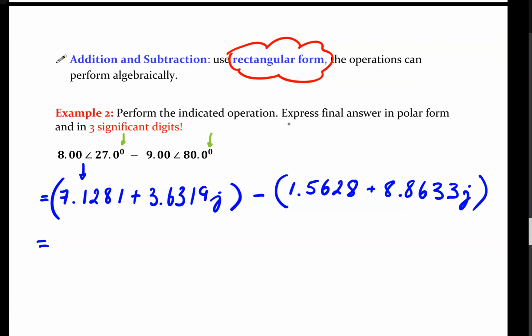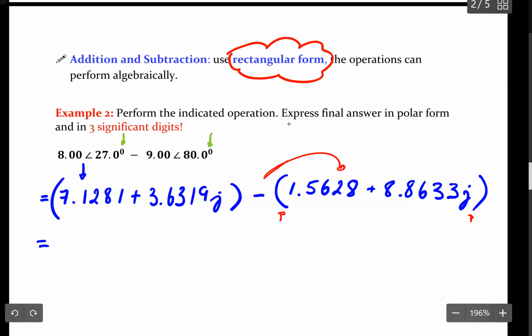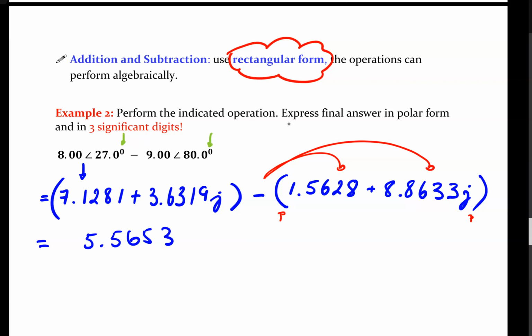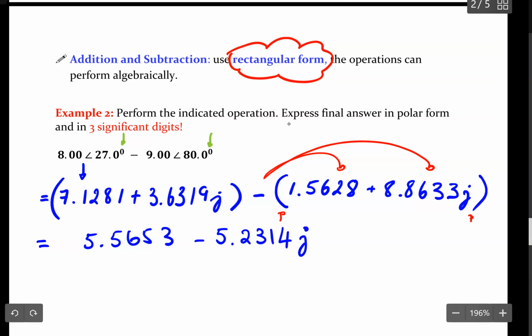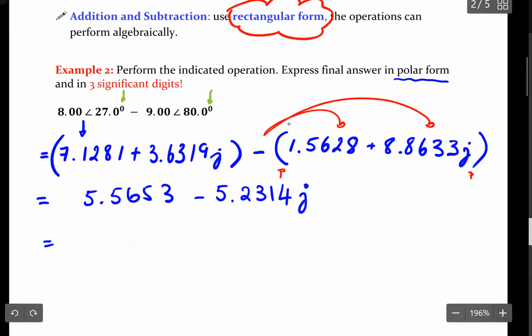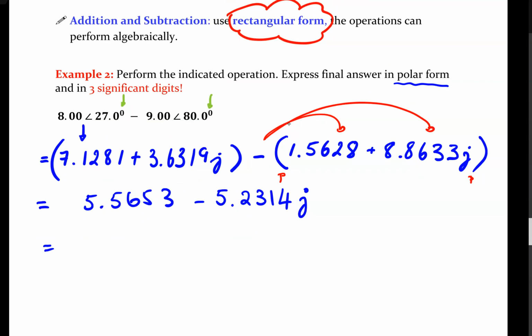Okay, so if I use algebra, I break these brackets open, multiply the negative inside the brackets here, and collect the like terms. I should have the answer as 5.5653 as the real part for this complex number in rectangular form. The imaginary part will be 0.2314j. Alright? Okay. But this question asks me to express the final answer in polar form. Therefore, again, I have to use my calculator and convert this into polar form.